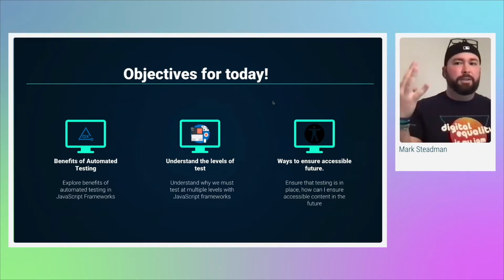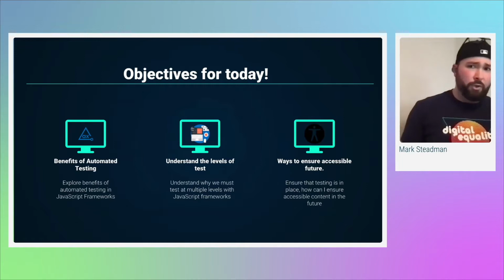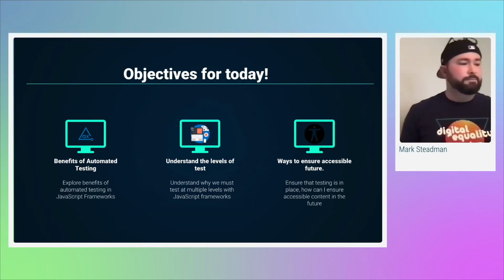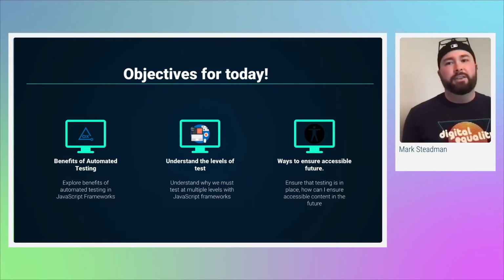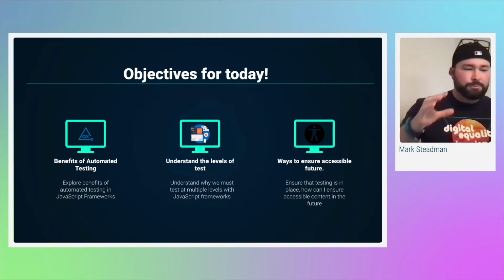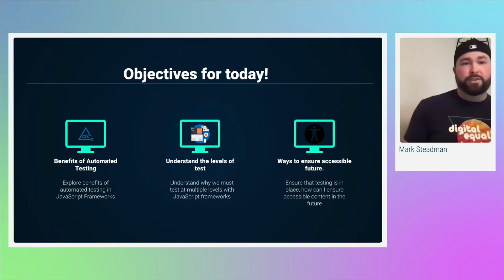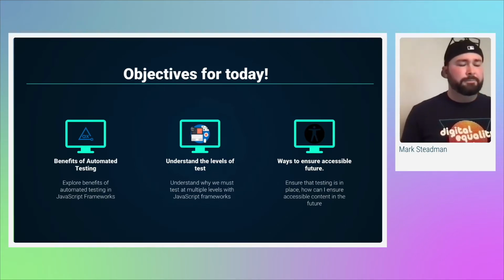So objectives for today. We're going to talk through three big things that I want takeaways from this actual session. One of them, what is the benefit of automated testing? Let's explore the benefits of it. What does it give us from an accessibility perspective in JavaScript frameworks? Understand the level of tests. This is huge. For JavaScript framework testing, this is enormous in understanding specifically what the actual levels of tests are and why it's important in JavaScript frameworks from an accessibility testing standpoint. And then also we're going to talk about ways to ensure an accessible future. This is basically putting testing in place that is sustainable and making accessible content for the future. So those are big objectives for today.